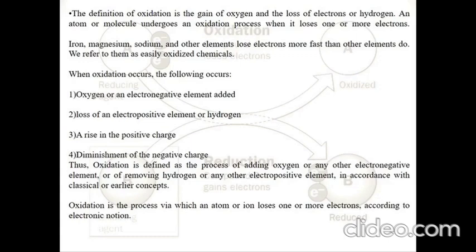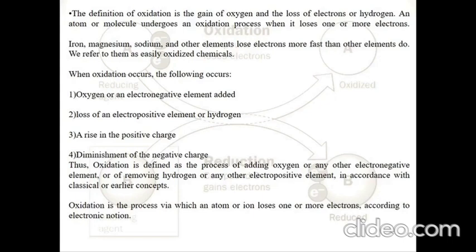When oxidation occurs, the following occurs. Oxygen or an electronegative element is added. There is a loss of an electropositive element like hydrogen. There is a rise in the positive charge and a diminishment of the negative charge.